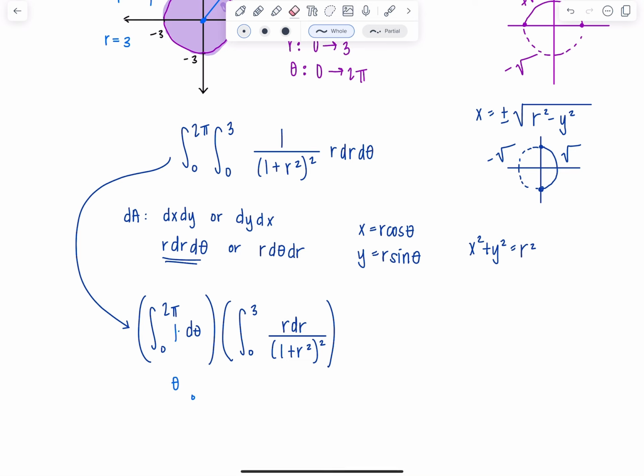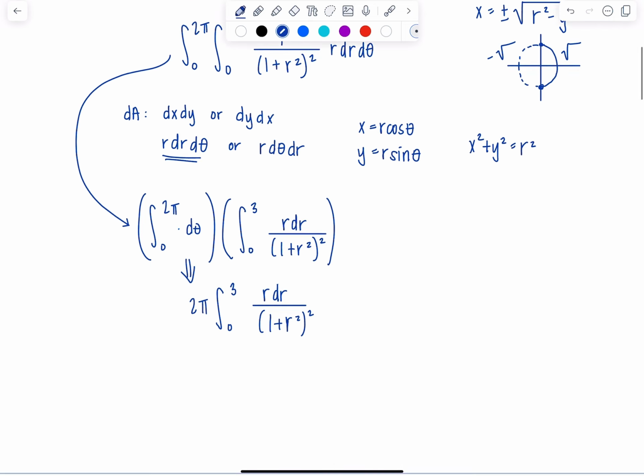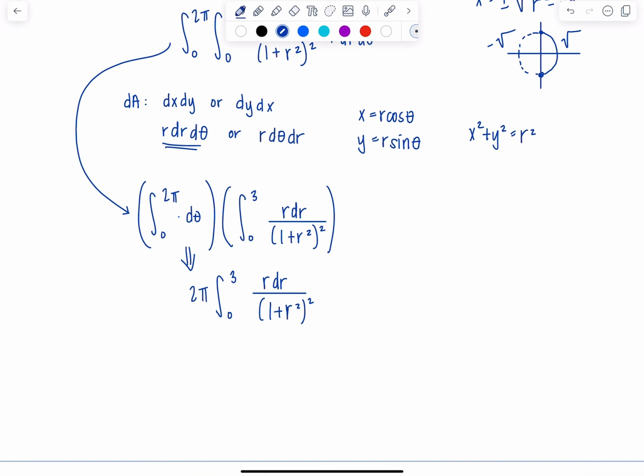So we don't need to put all this. We know now this is just going to be a 2 pi, and then we carry on with our life. 2 pi times the integral 0 to 3 r dr over 1 plus r squared squared. Now how would you evaluate this? Well, I notice in the denominator I have 1 plus r squared, and then I have r to the first, 1 degree lower in the numerator, so it's a perfect time to do u sub.